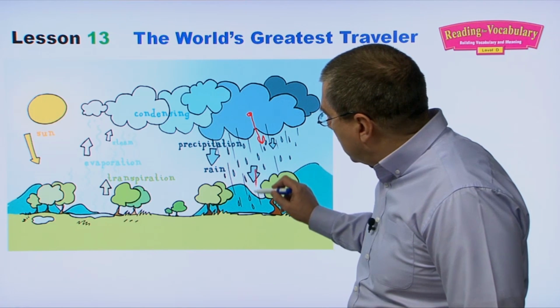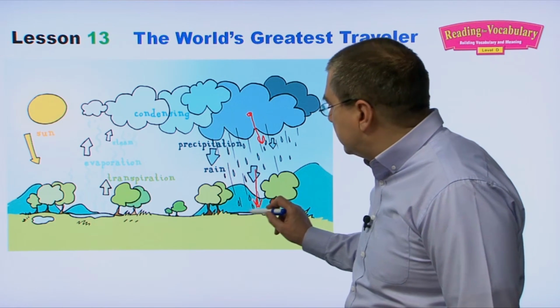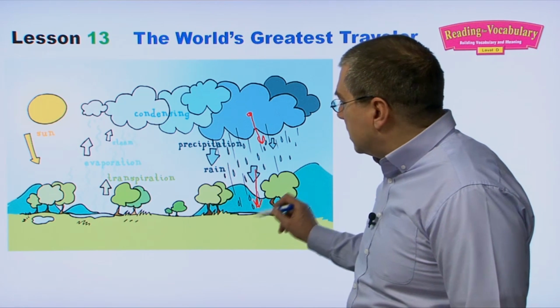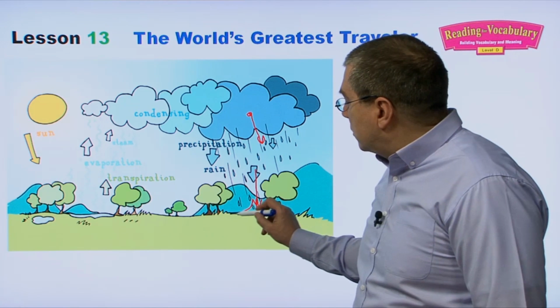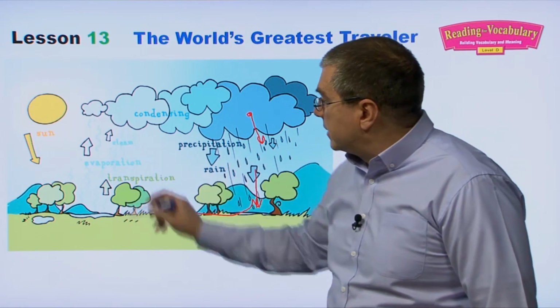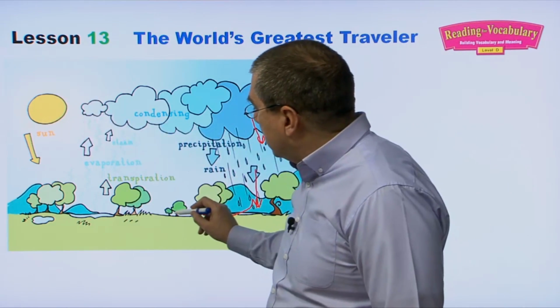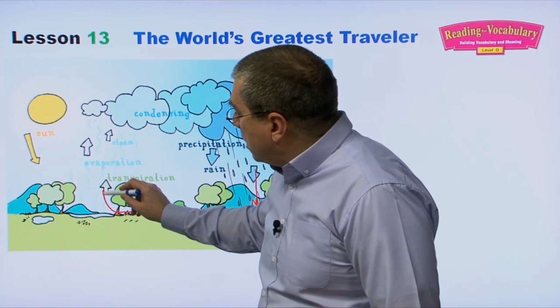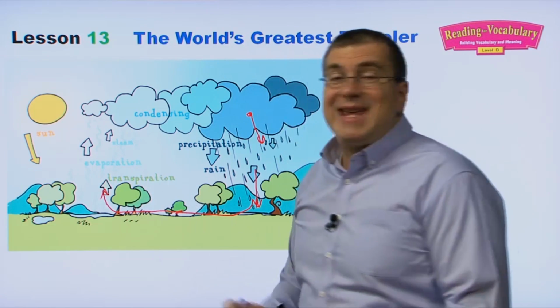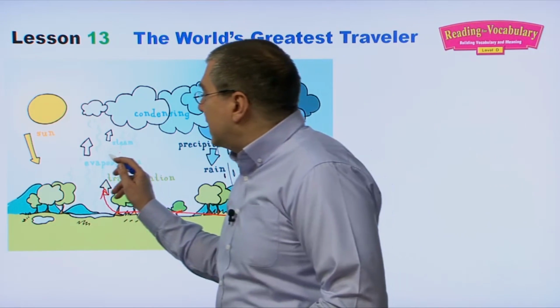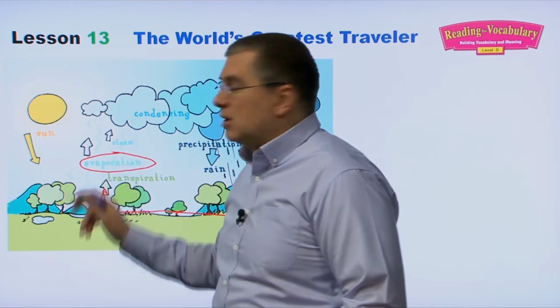And it falls onto the ground, and it goes into puddles, and maybe it goes into streams, and it collects here, right? Well, after a while, the sun comes out, the sun's shining down, and it makes that water go back up into the sky. Now, this is the part we can't see. You really can't see evaporation most of the time.